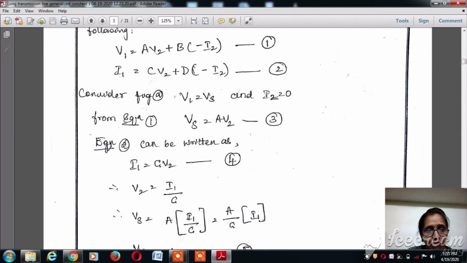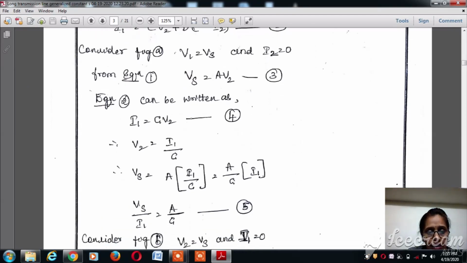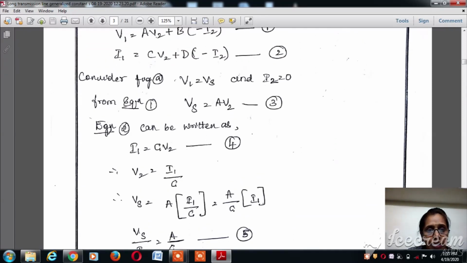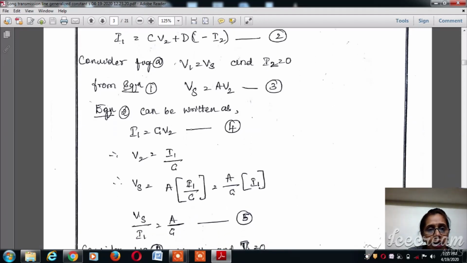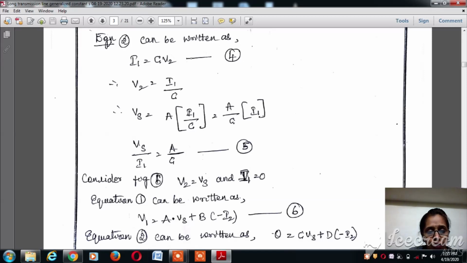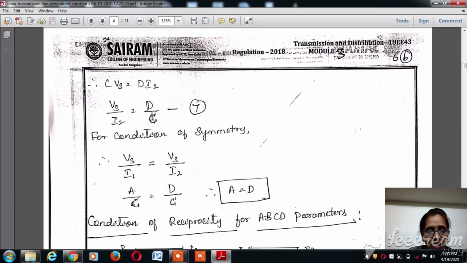Equation 1 can be rewritten as, what is equation 1? Equation 1 is V1 is equal to A into V2 plus B into minus I2. In this condition, V2 is equal to Vs and I1 is equal to 0. So V2 is equal to Vs. So equation 1 can be written as V1 is equal to A into Vs plus B into minus I2. Keep this as equation 6.